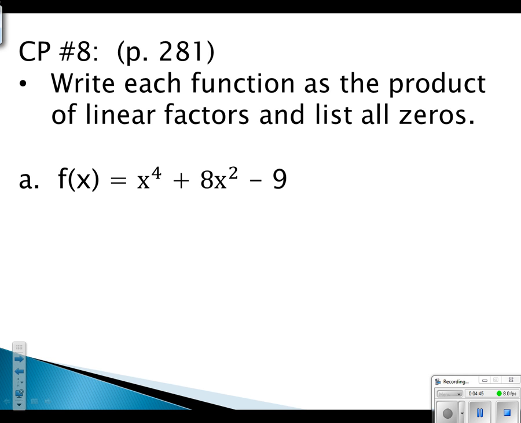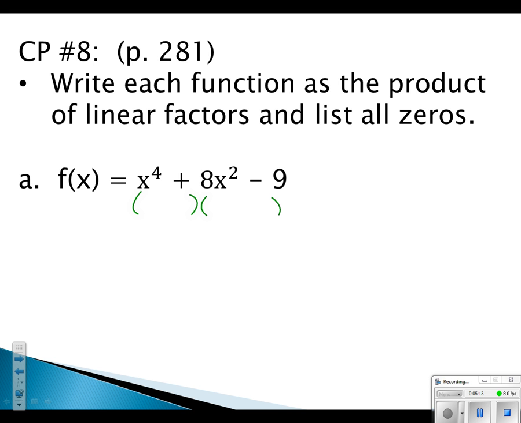Now on checkpoint number 8 on page 281, it asks us to write each function as the product of linear factors and to list all the zeros. So we need to come up with those individual factors and zeros. Taking a look at this one, again, there are a number of ways that you could go at this one. This particular function has a fourth power and a second power. So it looks to me like we're going to be able to probably factor this.